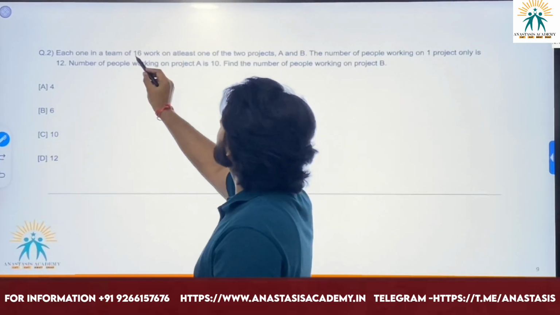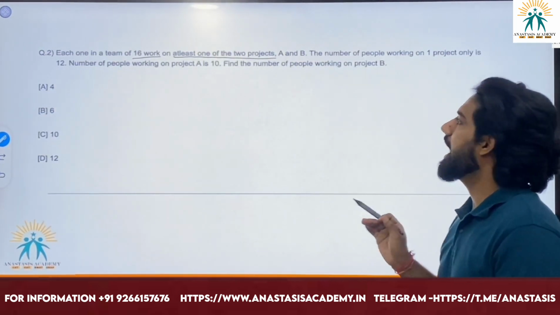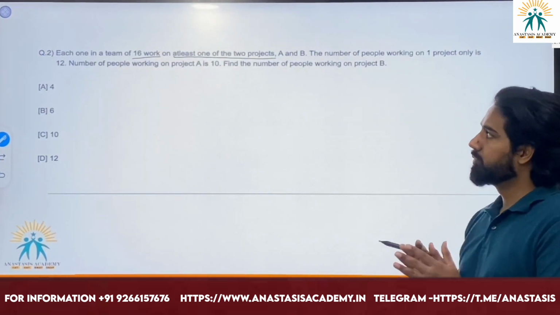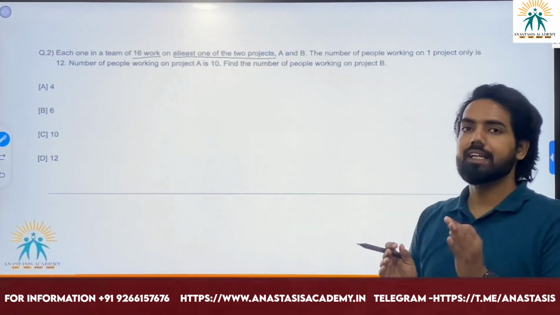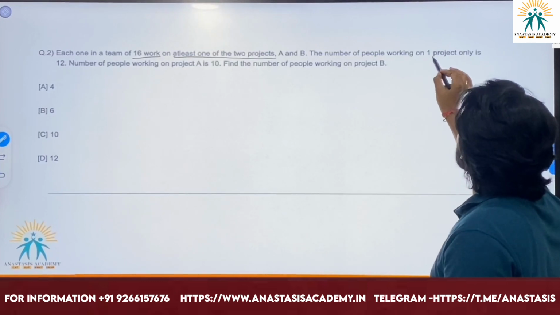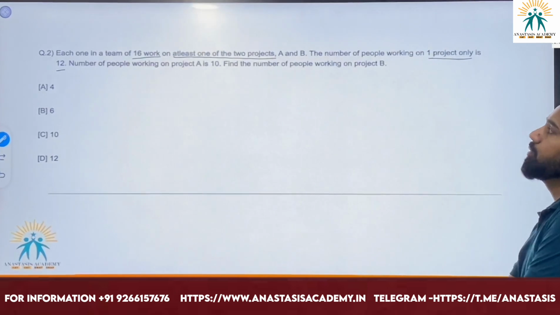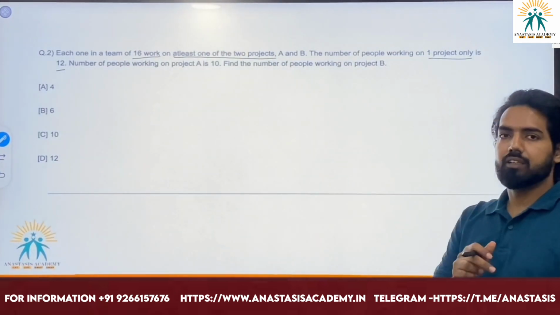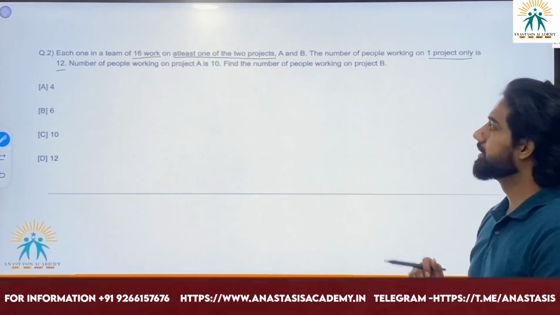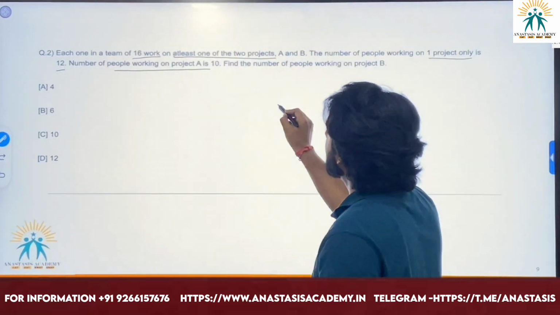Each one in a team of 16 works on at least one of the two projects A and B. So there are 16 people in a team who are working on at least one of the two projects A or B. The number of people working on one project only, that is only project A or only project B, is 12, and the number of people working on project A is 10.